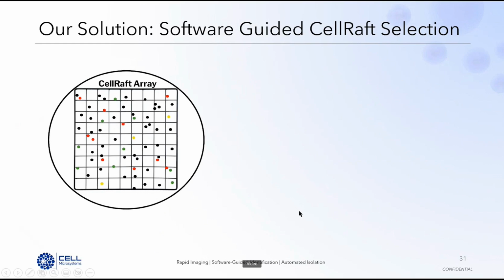But importantly, the software really is the key to enabling these high efficiency workflows to identify the cells or colonies that are of interest to you. As you can see here in this cartoon on the left, your population of interest is very likely to be heterogeneous. You might have cells that are single positive, double positive, or not positive at all for your gene of interest. And you don't want to go looking for those rare double positive cells in your CellRaft array.